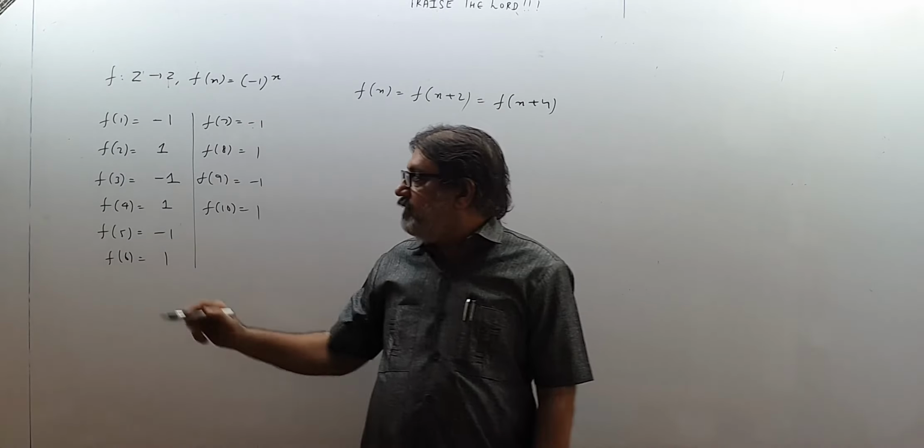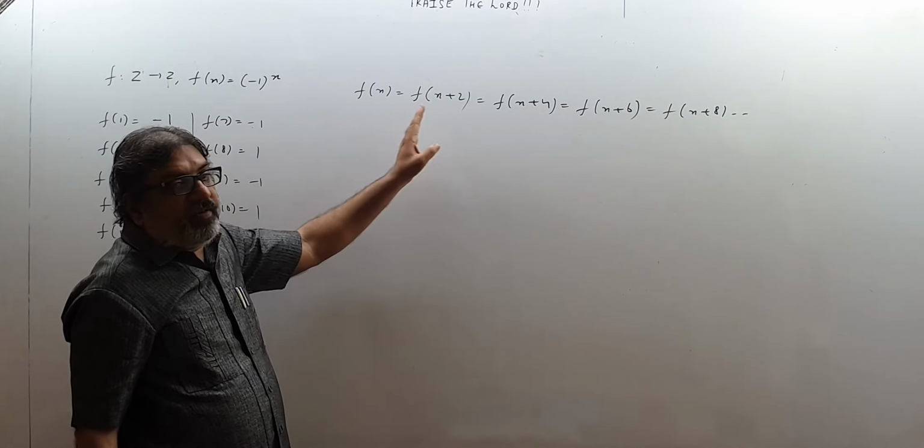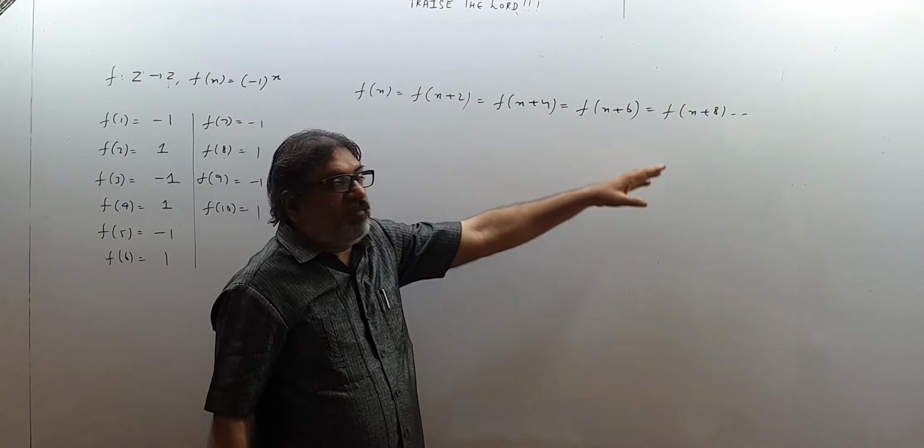I can observe that this is also equal to f of x plus 6. Please check. f of 1 and f of 7. f of 2 and f of 8. f of 3 and f of 9. Are they equal? Yes, they are equal. And they are also equal to f of x plus 8, and so on. That means f of x is f of x plus 2, x plus 4, x plus 6, x plus 8. That means if f of x is equal to f of x plus 2, then f of x will be equal to f of x plus 2n, meaning multiples of 2, 4, 6, 8 like this.